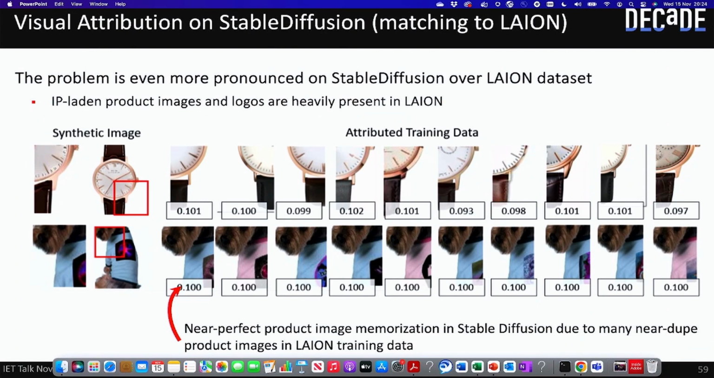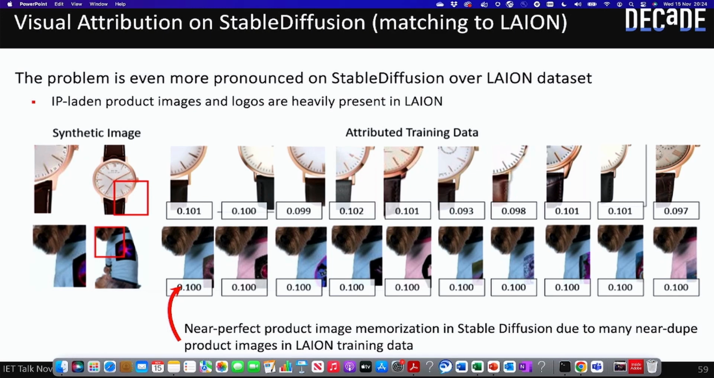Here's an example of the same, well, it's the same thing really, but it's just on a different data set. This is using a model, it's a public model called Stable Diffusion, that's been trained over a data set called LAION. Now, LAION is basically a data set that's been scraped from all over the place and contains quite a lot of public images, they're all public images, a lot of product images.